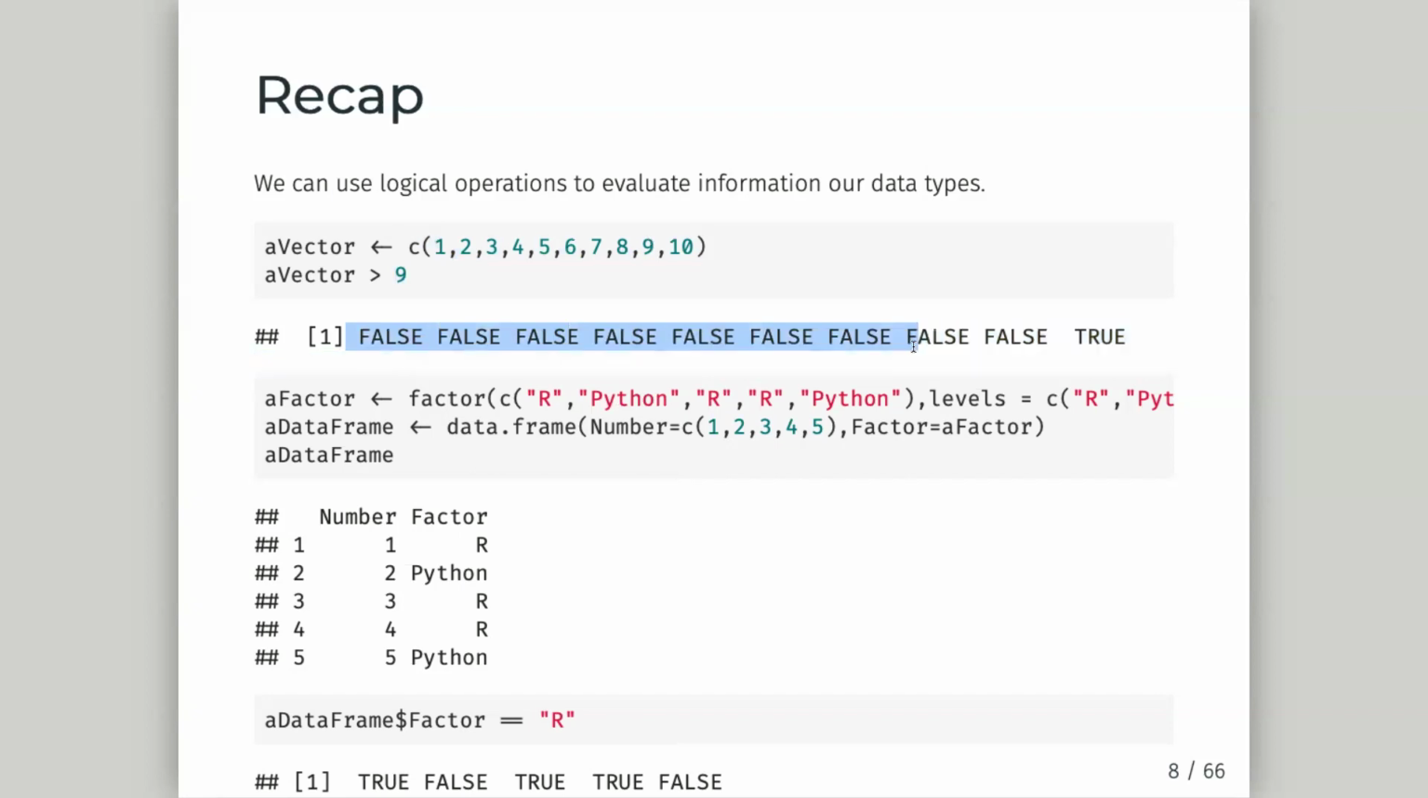As we saw, and we'll see again today, we can use these to then index. If I want to pull out values which are greater than 9, I can use this, and only the TRUE will pull back into that.